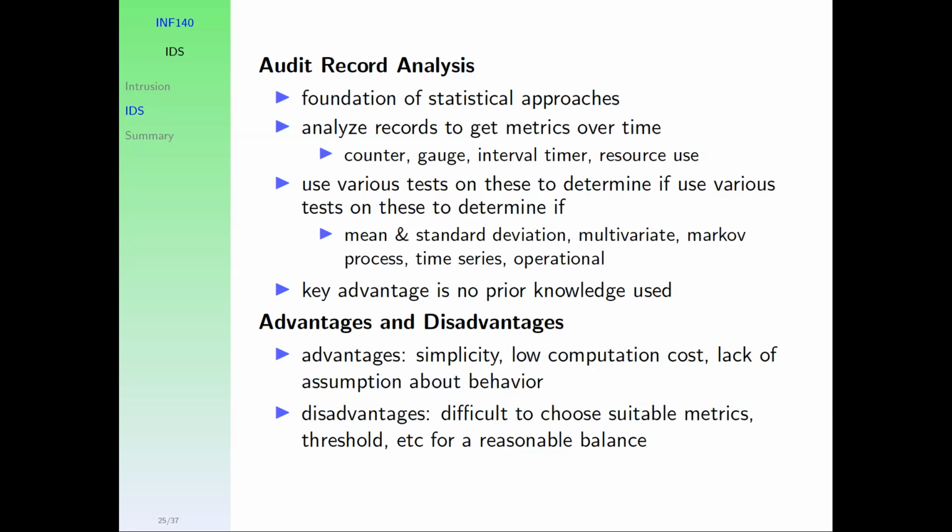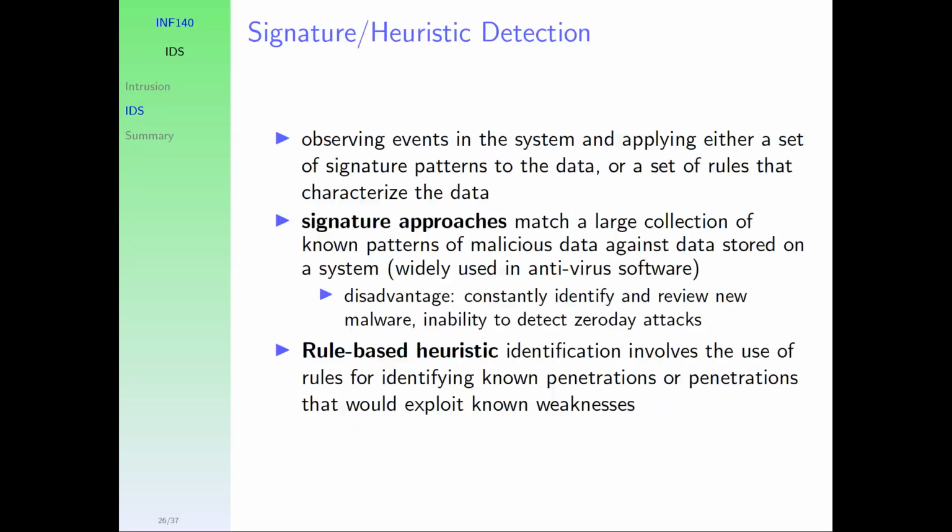So these are the disadvantages of this type of detection. The second type of approach is signature or heuristic detection. The general idea, as I mentioned, is that they try to formulate abnormal, like malicious, behavior. They observe events in the system and, applying either a set of signature patterns or structure of the data, or a set of rules, try to characterize which are the intrusion behavior and which are normal behavior.